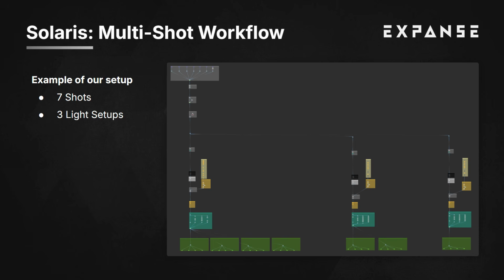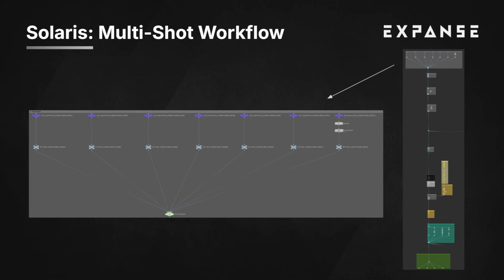This is an example of how our setup looks in Solaris. It contains 7 shots and 3 light setups. At the top, we import all the shots in a sequence with the Prism import nodes. You may notice that we have a node between the Prism node and the shot switcher. This is because we want to edit the shots without breaking the shot switcher, like on the shot to the right in the image.